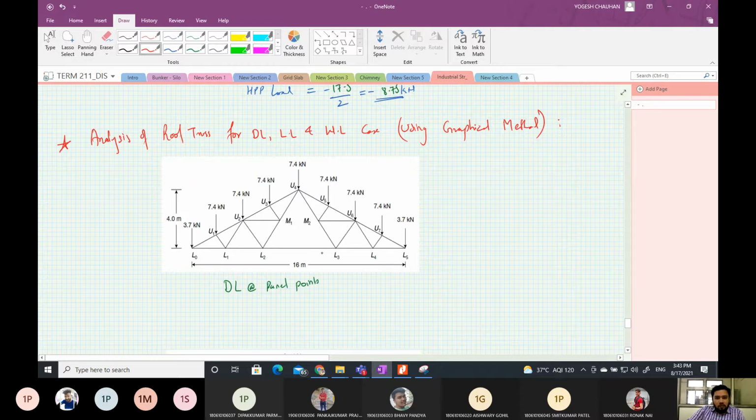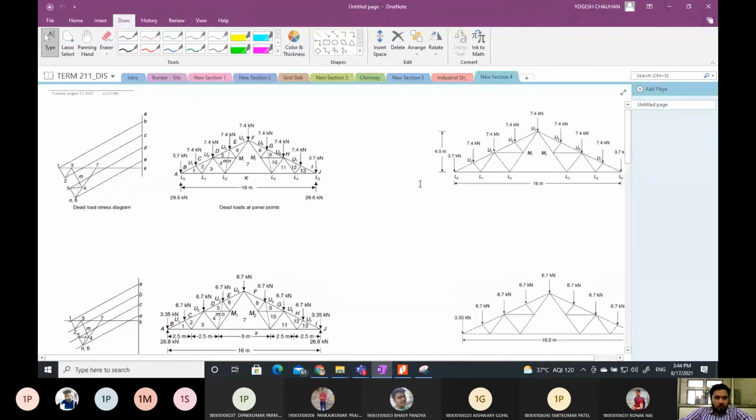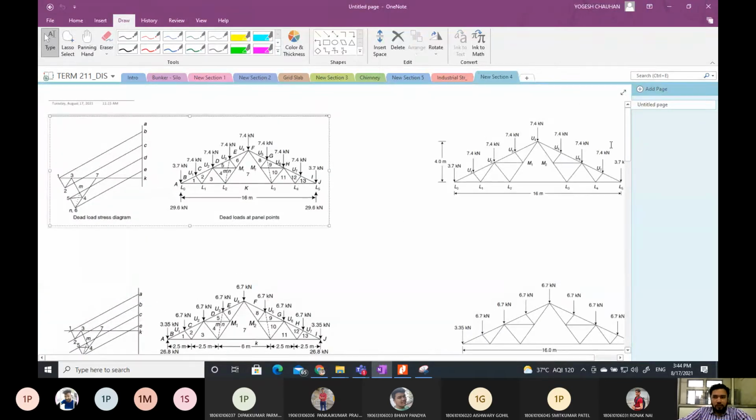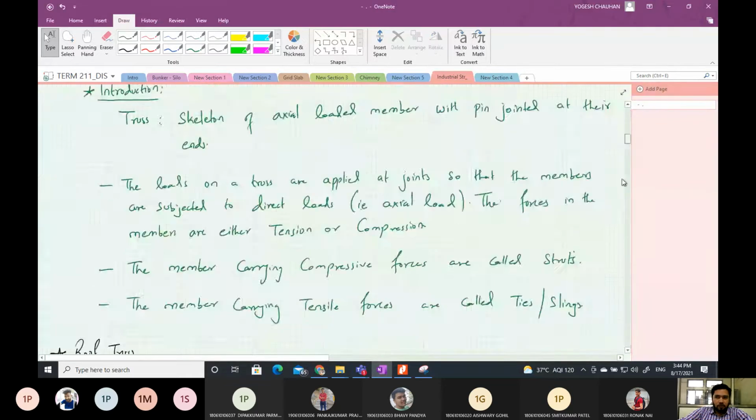So for graphical method, you should know the Bow notation. So we first give Bow notation to all the members, and then we assume some scale for geometry as well as for the loads, and prepare the vector diagram. So these are the space diagram and vector diagram for dead load.